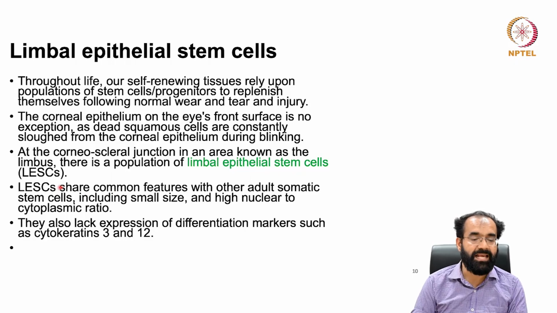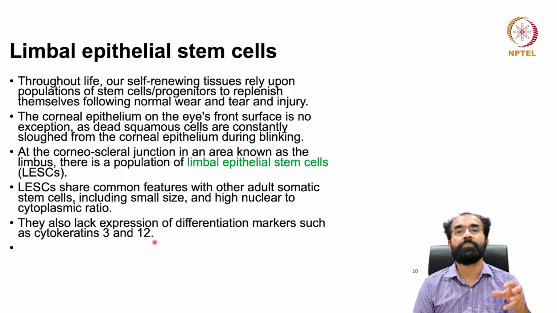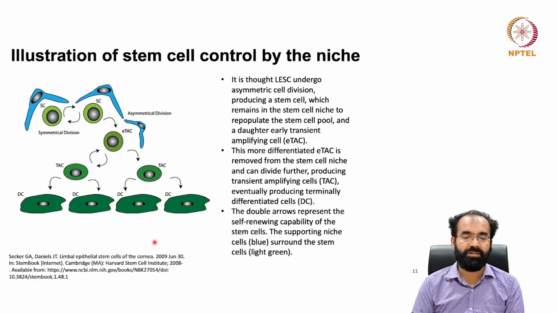epithelial stem cells known as LESC, slightly different from LSC. LESC, limbal epithelial stem cell. Limbal epithelial stem cells share common features with other adult somatic stem cells, including small size, high nuclear to cytoplasmic ratio, etc. They also lack the expression of differentiation markers such as cytokeratins 3 and 12, because they are stem cells. This LESC is also a stem cell, so they don't have any differentiation marker, but they have the potential to give rise to the corneal epithelial cells.